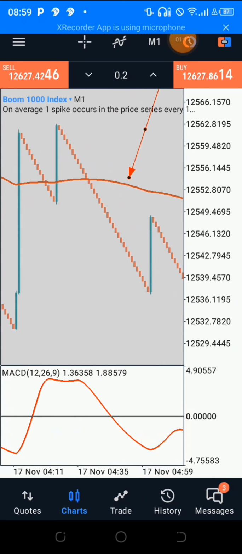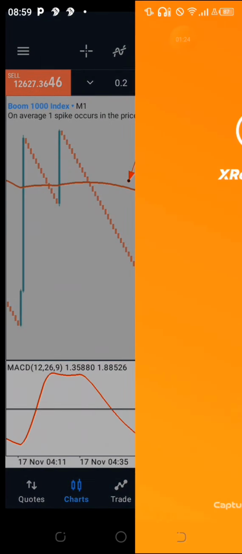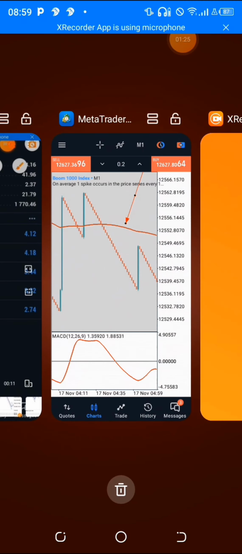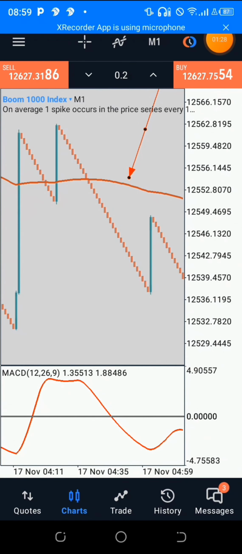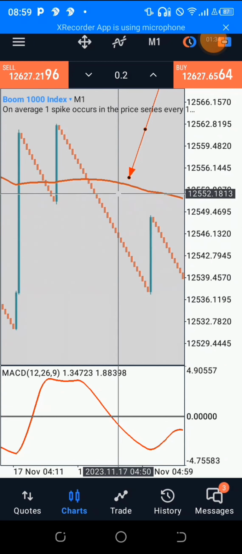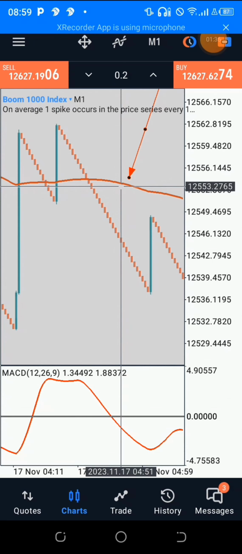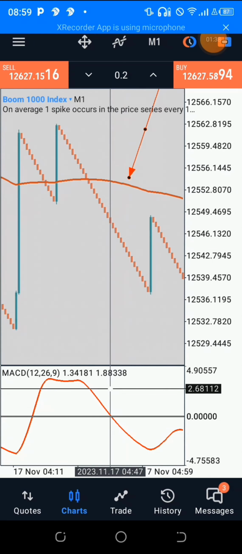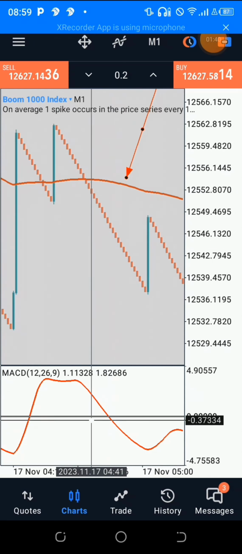If I zoom in, with this strategy there's no fixed zoom level because these indicators do not repaint. You can use any zoom level that you want. I'm going to zoom in so that we can see nicely. Our entry is going to be here. After ensuring that the candles are below the red line, I'm going to drop down to my indicator window, which is this window.